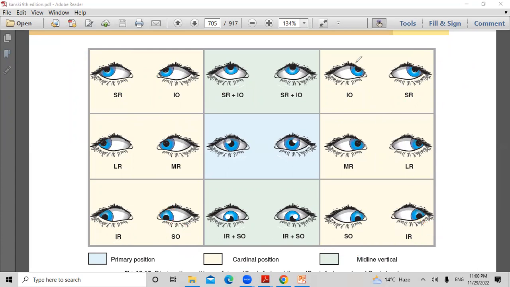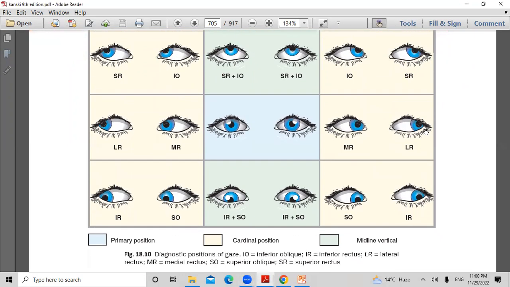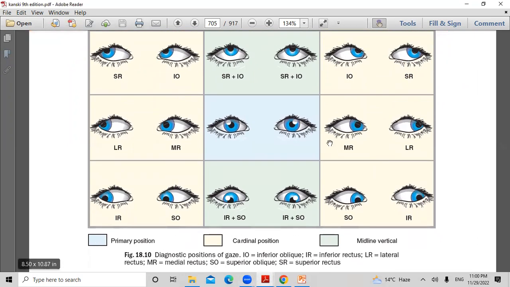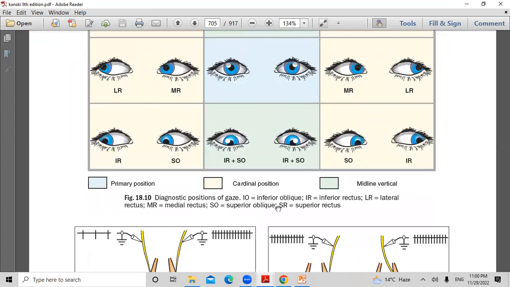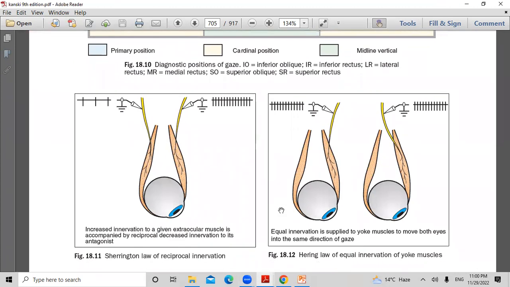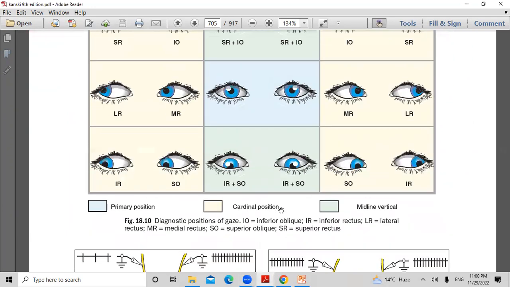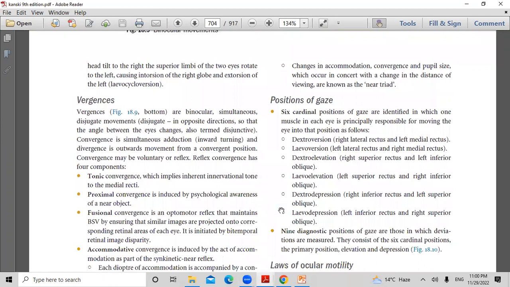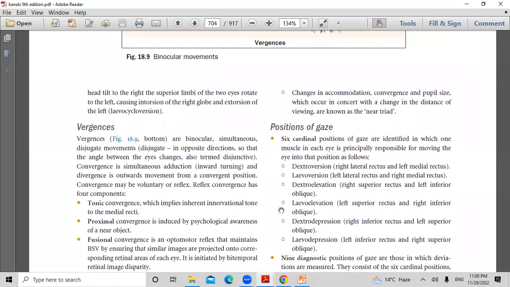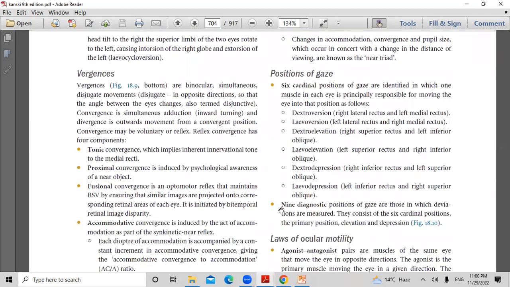So here you can know in each position which muscle works. This is very important. This is the primary position here, and here the cardinal positions, and midline the vertical positions. These are the diagnostic positions of gaze, and these are the abbreviations. I hope it's clear. These are the nine cardinal or nine diagnostic positions. They are very important. You should understand which muscle works when you look up and right.